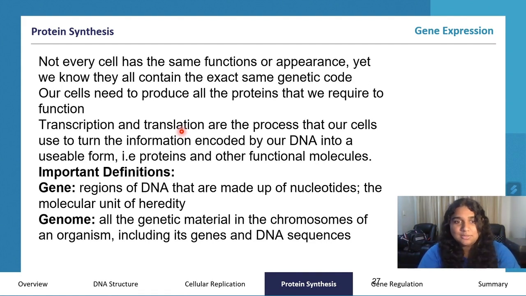Underneath the QCAA syllabus, there are two important definitions that you need to know. I've copied these two directly from the glossary. A gene is a region of DNA made up of nucleotides, known as the molecular unit of heredity. A genome is all of the genetic material in the chromosomes of an organism, including its genes and DNA sequences. I strongly recommend you memorize these, along with any of the other definitions in the syllabus. They can come up as either short answer or multiple choice questions, I have seen.